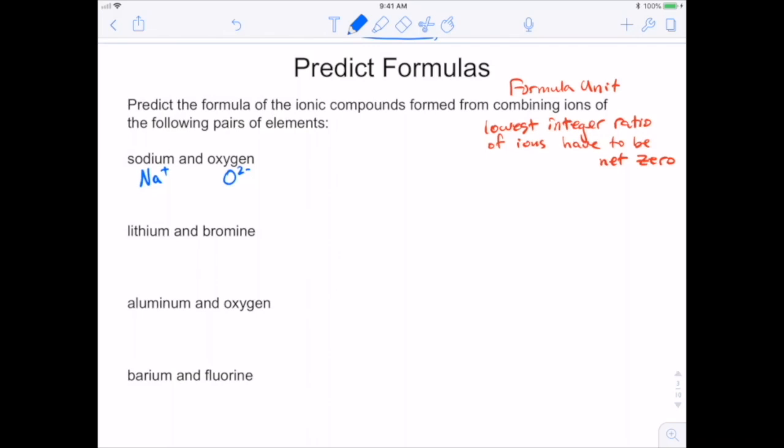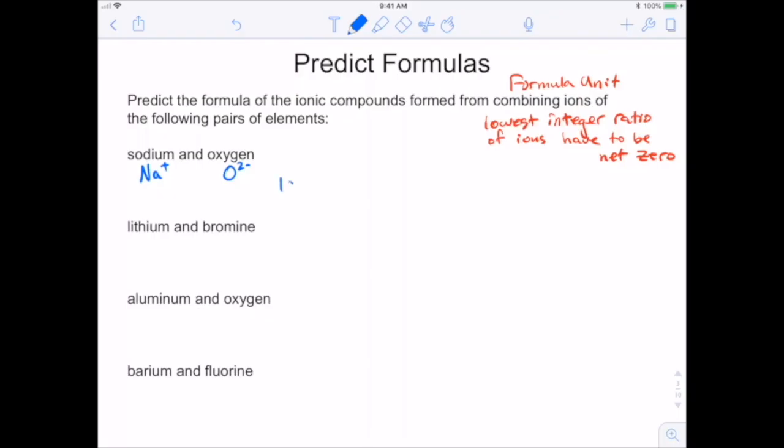So we already have 2 minus charges if we just have 1 oxygen, 2 minus. If we have 2 sodium ions, each one being a plus charge, we'll have 2 plus, and now we have net zero. So now we know that the answer is Na2O, sodium subscript 2 oxygen, and we would call this sodium oxide. Now if you want to do it the crisscross way, you write the cation first, that's sodium, and the anion second, that's going to be oxygen.